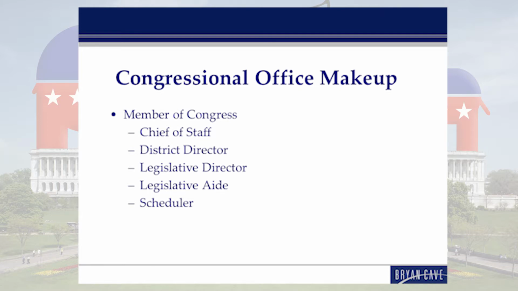So first, a typical congressional office makeup. You, of course, have your members of Congress. You have then the Chief of Staff, who is responsible for running the office for the member of Congress. You have a district director. The district director typically handles the member of Congress's office back in your home state.